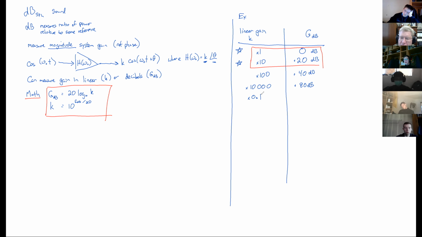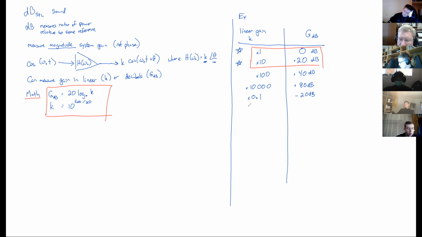So now no longer are we increasing our signal. Now we're cutting our signal down. We're attenuating it by a factor of 10. So wouldn't that be -1? So negative 20 dB. That's it. So for every factor of 10 you increase it, it goes up by 20. For every factor of 10 you decrease it, it goes down by 20 dB.